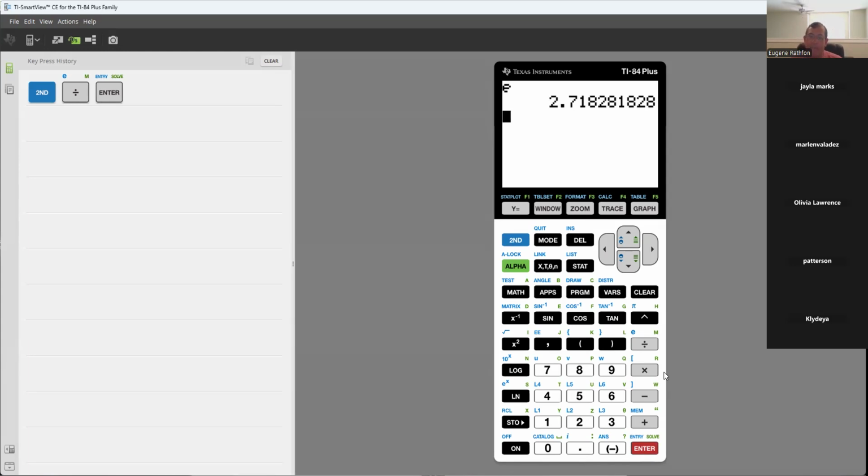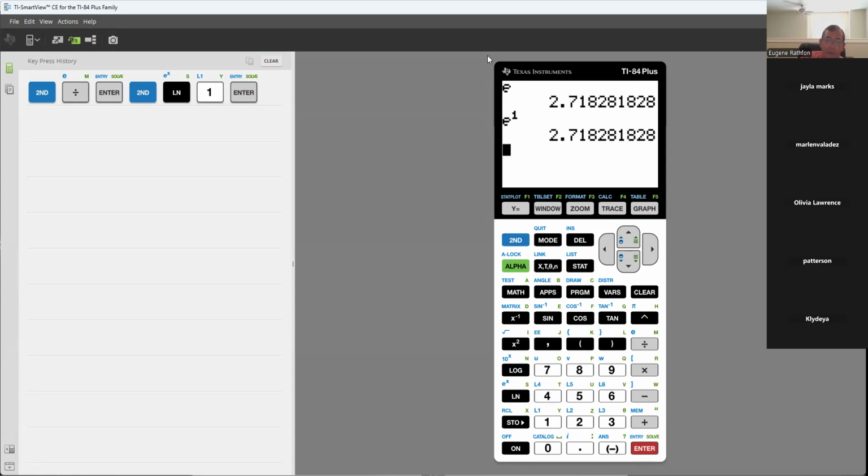Now, the second place, if you look over here to the left side of the 4, there's an LN button. Right above the LN button, you got a blue E to the X. So if you'll hit second LN, it'll pull the E up and you can actually put in the exponents on it if you want to, instead of having to go and use the little upside down caret. So I'll just put it to the first power since we're just finding E. But y'all, that's the two places you can find E on your calculator, okay?